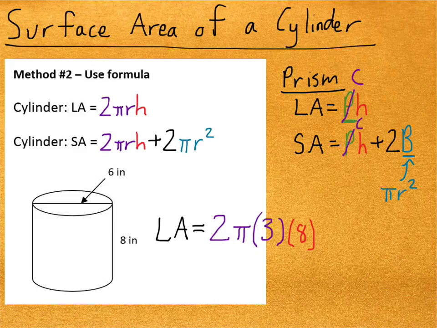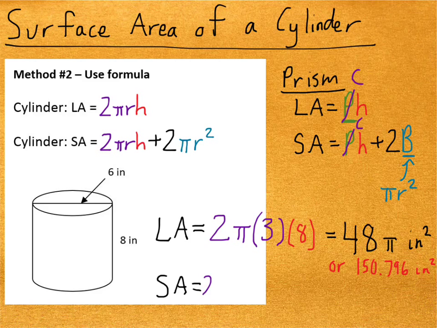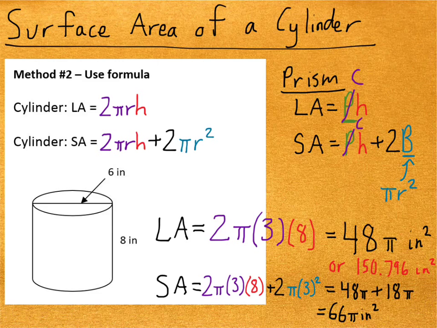To do the lateral area, I could substitute 3 for the radius and 8 for the height. Then if I multiply the 2 times the 3 times the 8, that would give me 48 pi inches squared. That's the same as we just got on the other one. There's the decimal version. Now for the total surface area, I would plug in those numbers. The first part is still the same 48 pi we had before. 2 times 3 squared is 9, times 2 is 18, so that would be 18 pi. Add it up, 66 pi inches squared, and the same decimal value we had before.